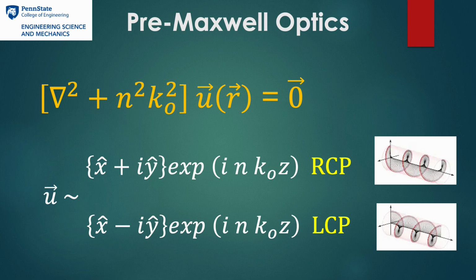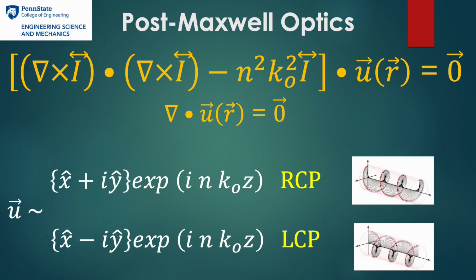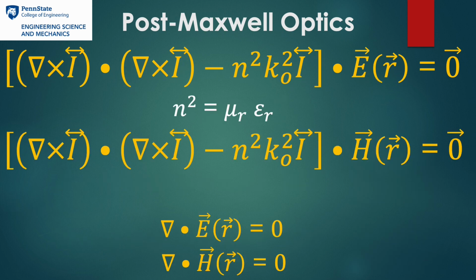The answer to this question had to await the emergence of the Maxwell equations. Post-Maxwellian optics had different equations, but they did lead to the same expression for left and right circularly polarized light. And one more thing. The light vector is either the electric field E or the magnetic field H, both obeying the same relations in an isotropic dielectric magnetic medium with relative permeability mu sub r and relative permittivity epsilon sub r.